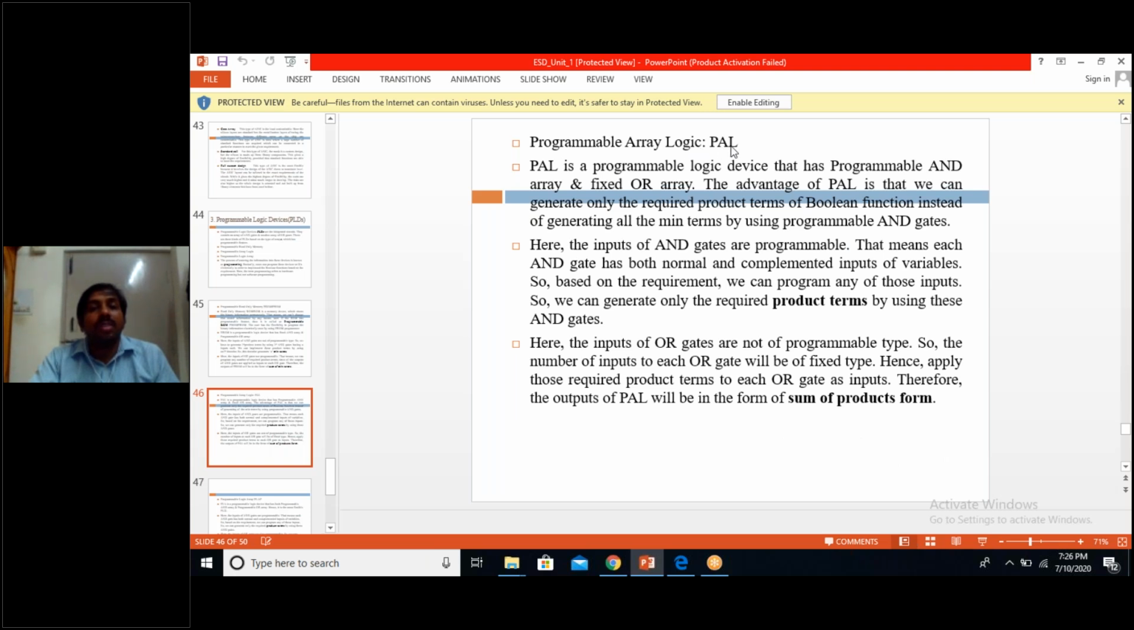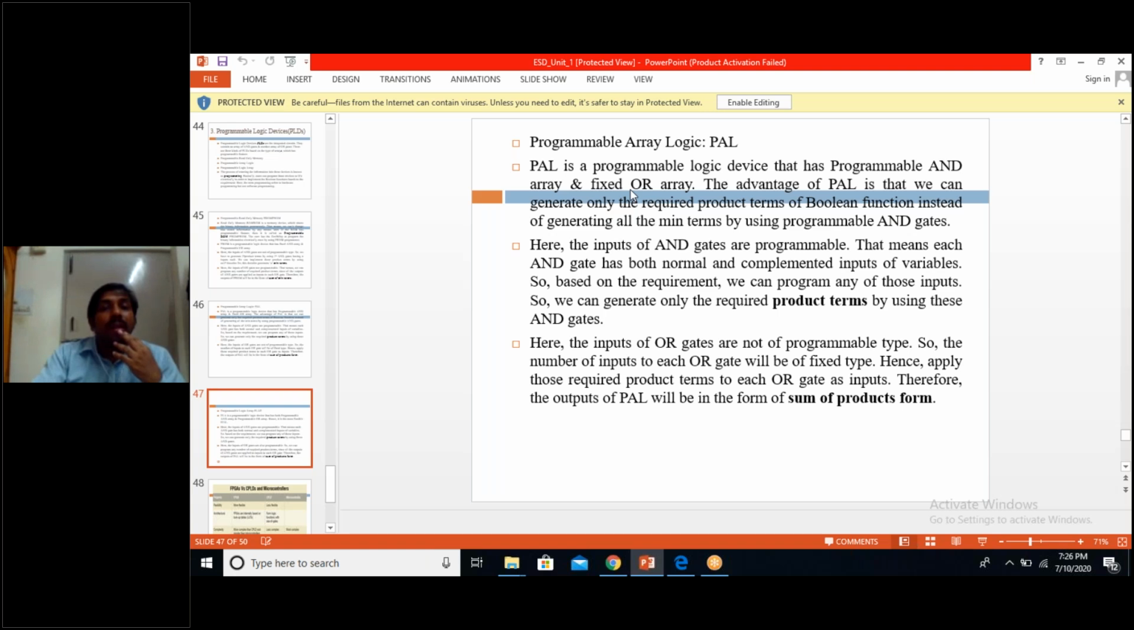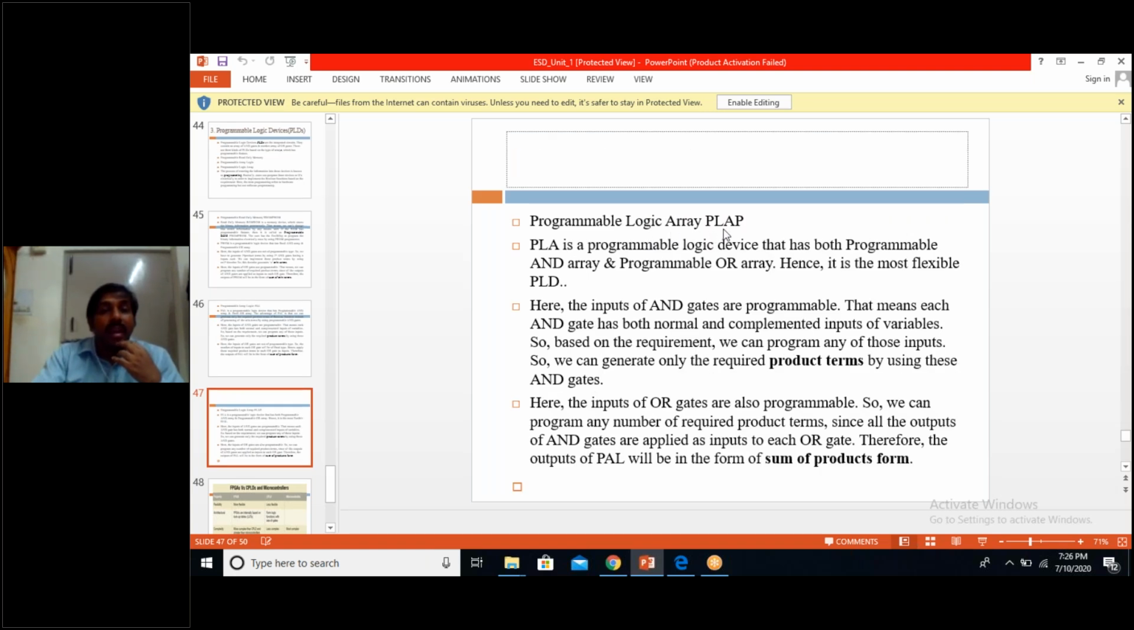PAL, programmable array logic. So your core can be a PAL. It has a programmable AND array and a fixed OR array. So if you want to design a half adder, full adder, or some logic, the arithmetic and logic unit you can create in terms of PAL by using a programmable AND array and a fixed OR array, and all sum of products forms can be implemented here. Another classification is PLA, programmable logic array. It has both a programmable AND plane and a programmable OR array.